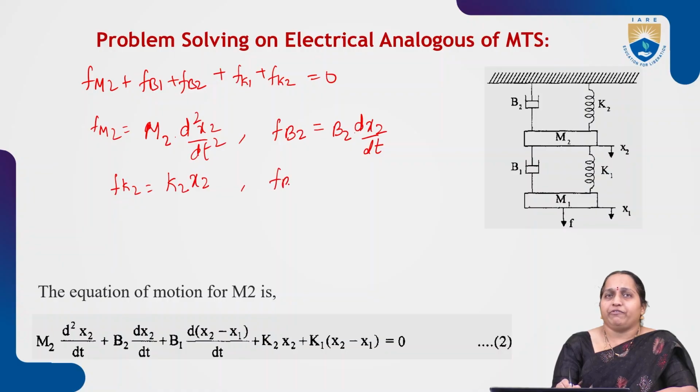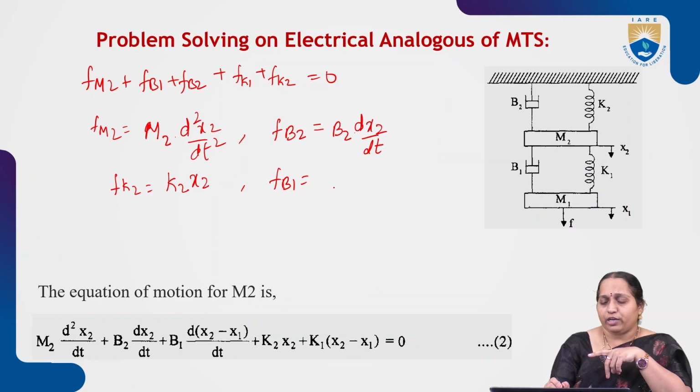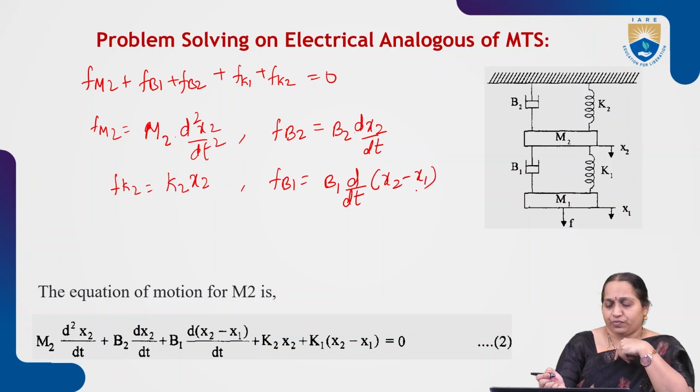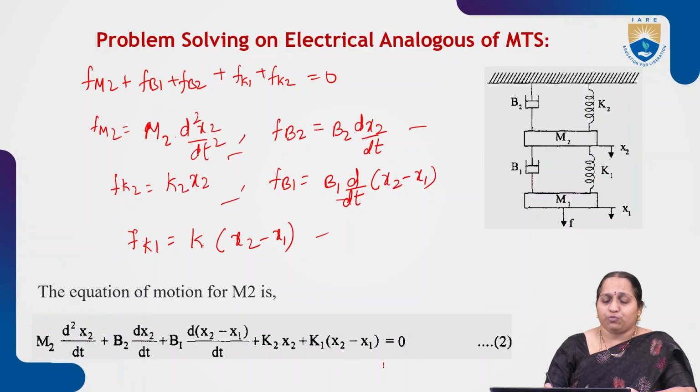Then how about Fb1? Now again B1 is existing between the two mass elements m1 and m2, but now the displacement is x2 minus x1. So Fb1 will be B1 into d by dt of, what is the net displacement here? x2 minus x1. Plus, what else? Fk1. Fk1 is k into displacement, so k1 into the net displacement x2 minus x1. So the sum of all these 5 forces is equal to 0. That is how you get the equation of motion.